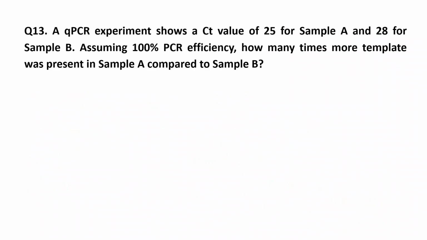A qPCR experiment shows a CT value of 25 for sample A and 28 for sample B. Assuming 100% PCR efficiency, how many times more template was present in sample A compared to sample B?